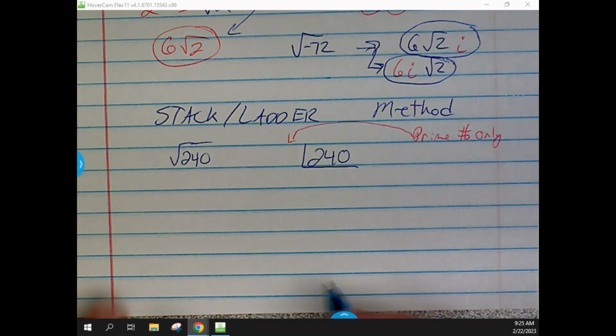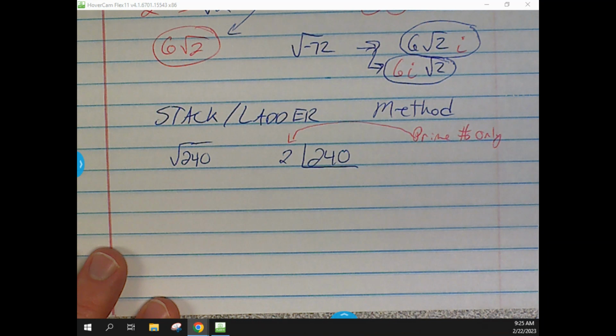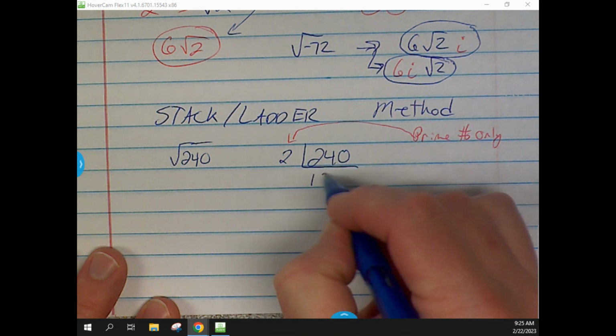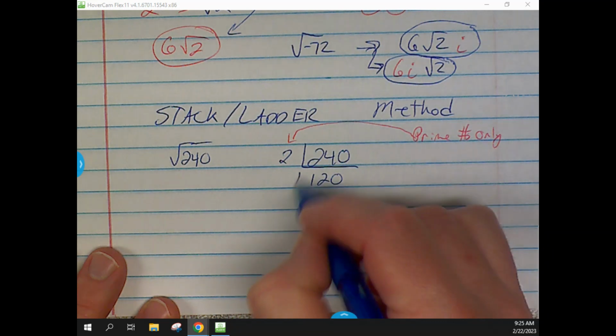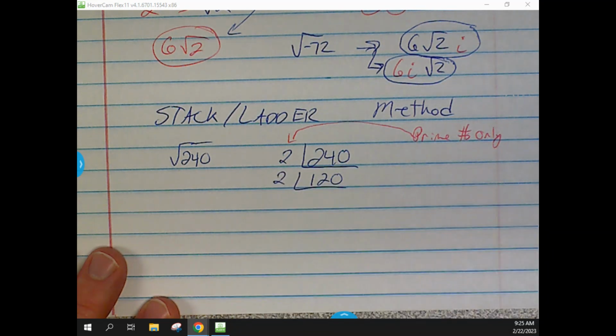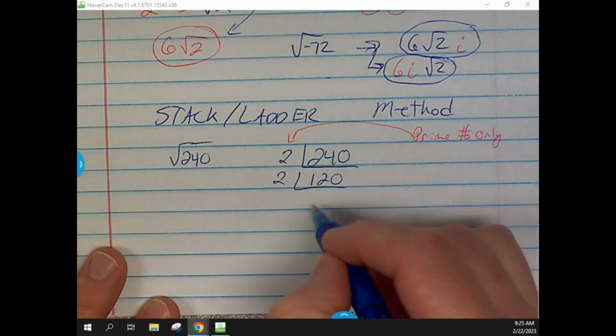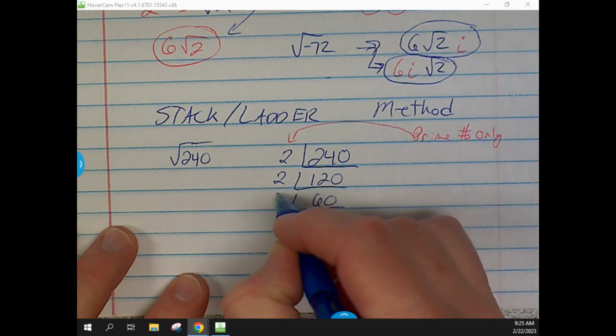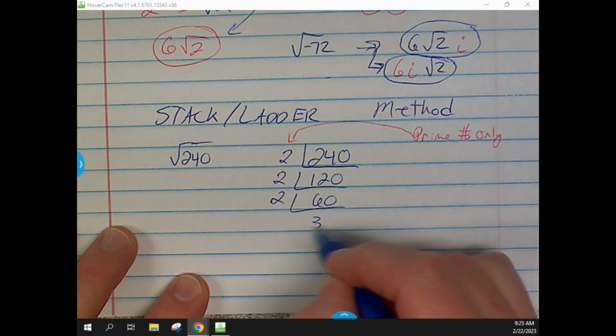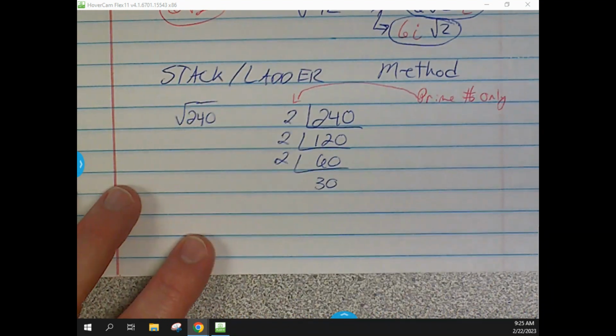So if it's 240, you can divide it by 2. Well, 240 divided by 2 is 120. Is that a prime number? No. You do it again. Still even. Divide it by 2. 120 divided by 2 is 60. Prime number? Nope. All right, so we'll keep going. All right, still even. We can divide it by 2. 60 divided by 2 is 30. Prime number? Nope. Just keep on going.